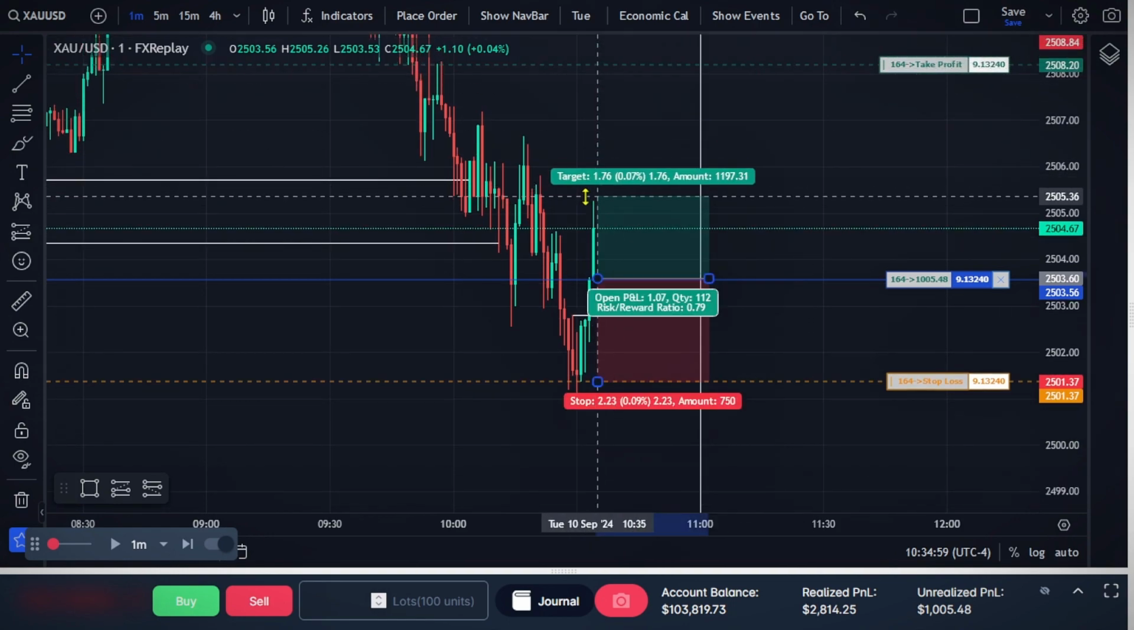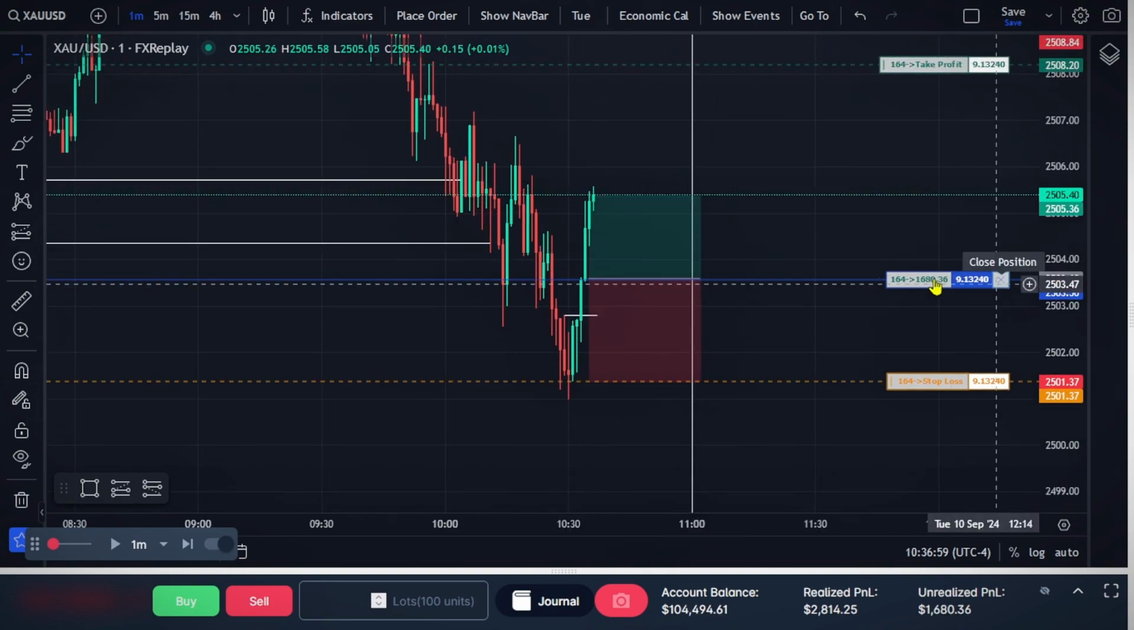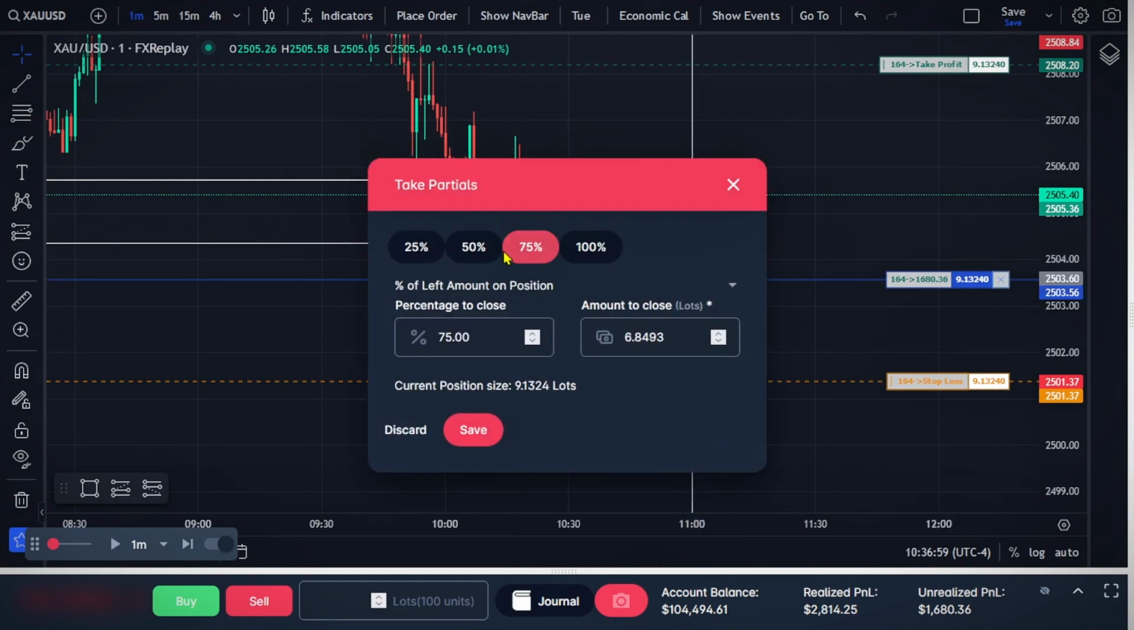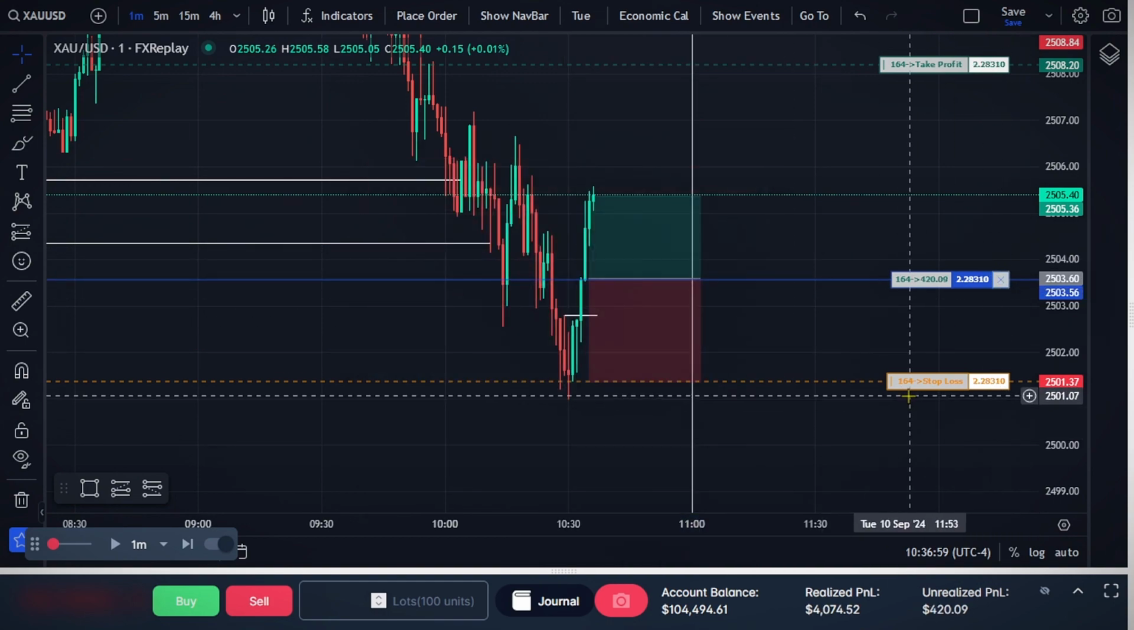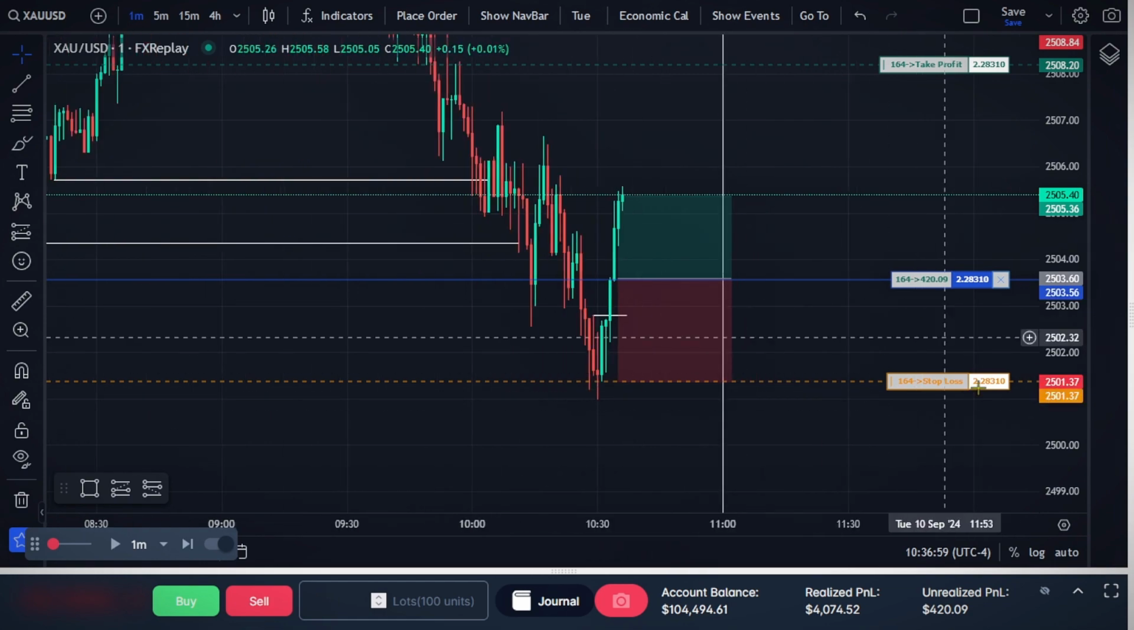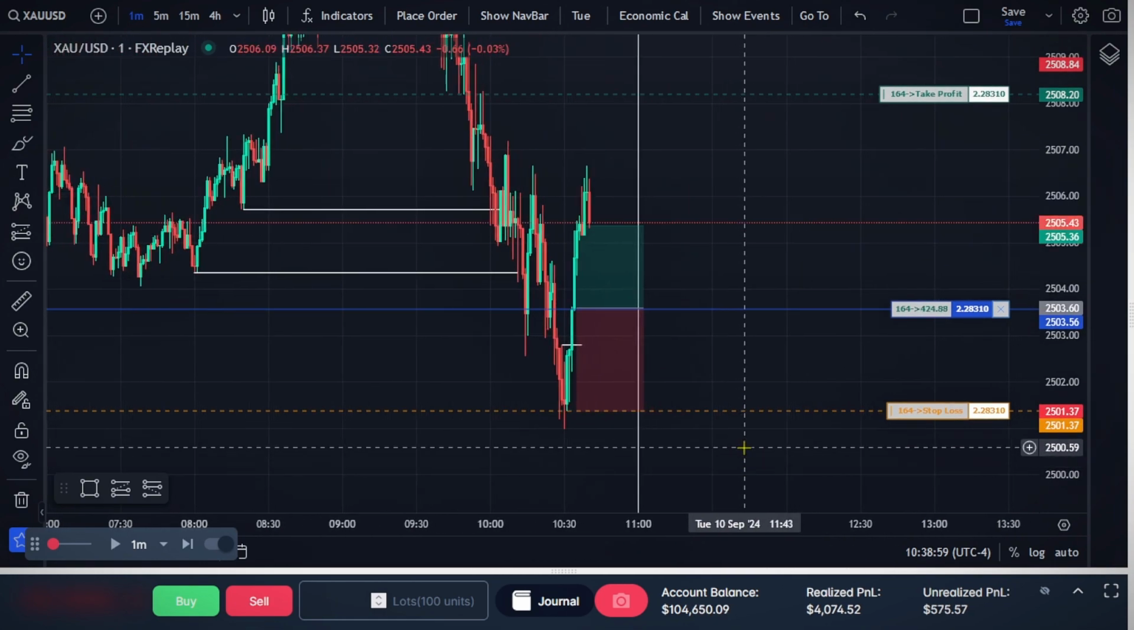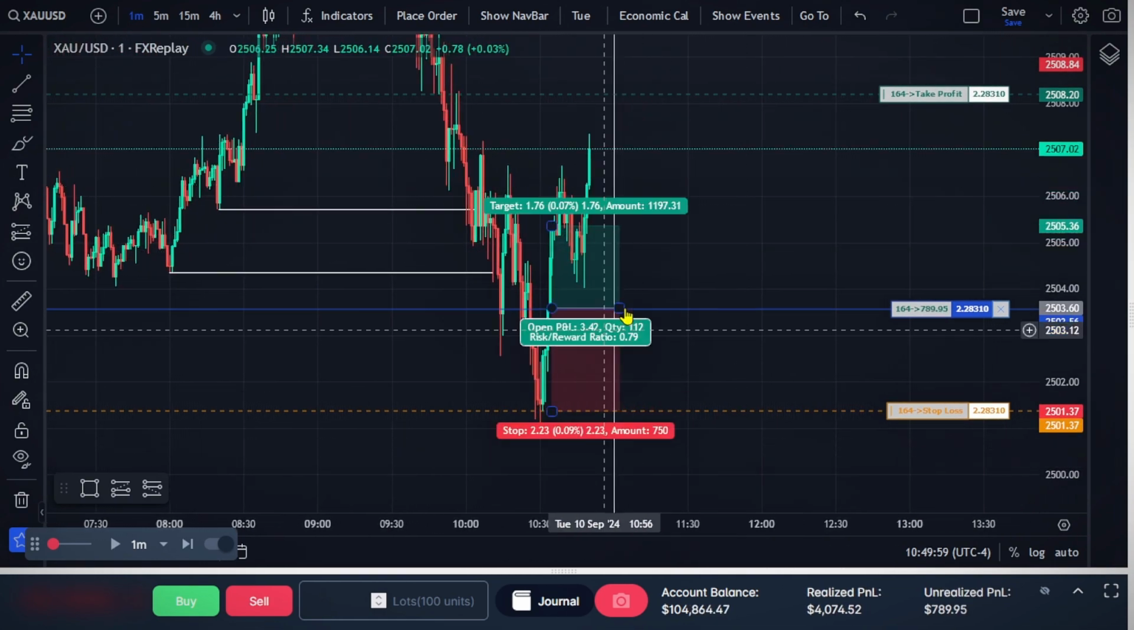Now I'll be looking to take partials. I'm securing profits by taking 75% off at 0.75 R, letting the remaining position run, and moving my stop loss to the recent protected swing low.